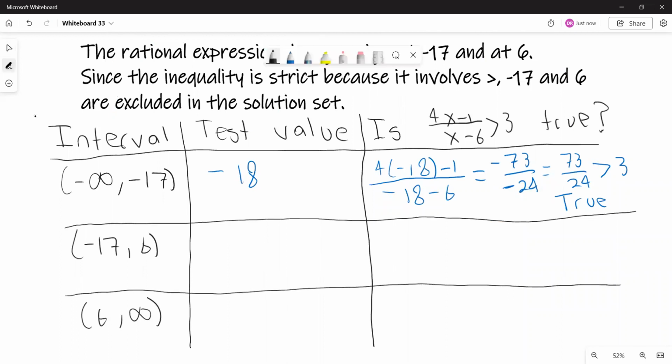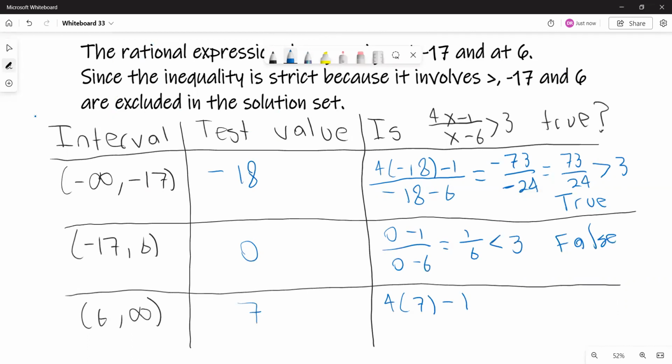In -17 to 6, we can evaluate 0. So that's going to be 0 minus 1 over 0 minus 6. This is 1/6. But that is less than 3, so this is false. And on 6 to infinity, we can evaluate 7. So 4 times 7 minus 1 over 7 minus 6. 4 times 7 minus 1 is 27. 7 minus 6 is 1. This is greater than 3, so this is true.